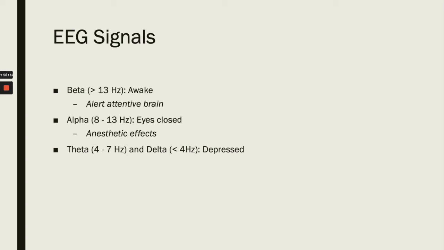So the theta and delta waves: the thetas are at 4 to 7 hertz, and the delta waves are at less than 4 hertz, and these are depressed or slower frequencies. So the activated or higher frequencies and larger amplitudes, we'll see that in the beta waves with the patients that are actively awake.